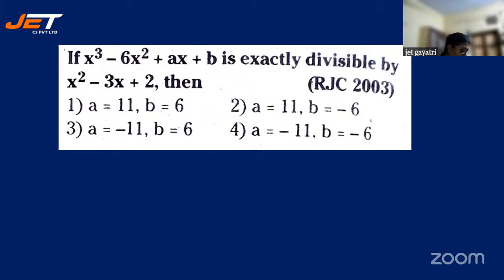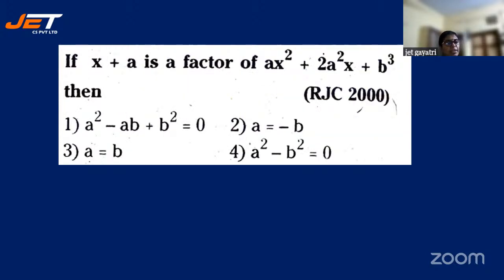Venkatramana, Sri Vanilla, Sri Shailam, you all can give me the answers very fast. It is option 2. Okay. A is 11, B is minus 6. Alright, see the next question.